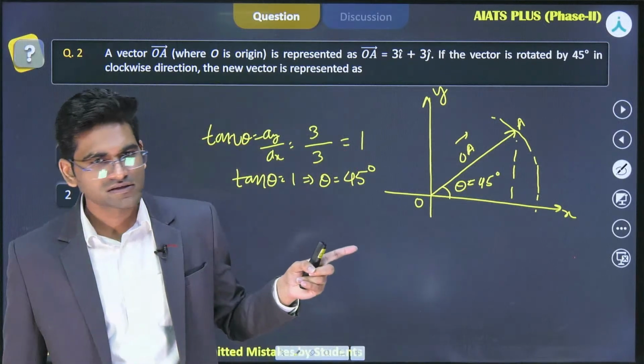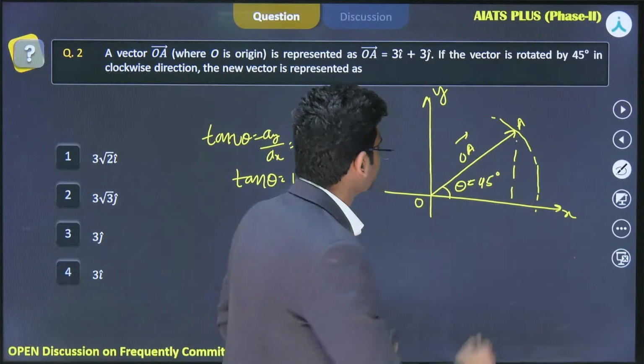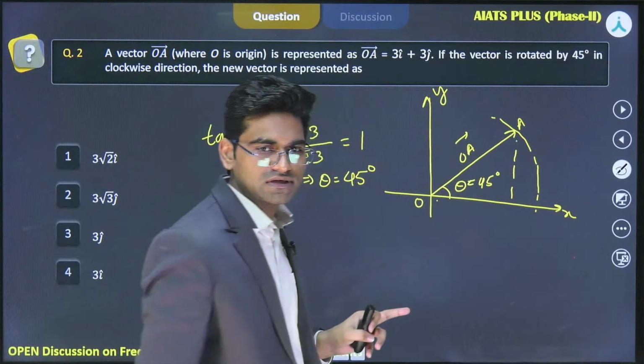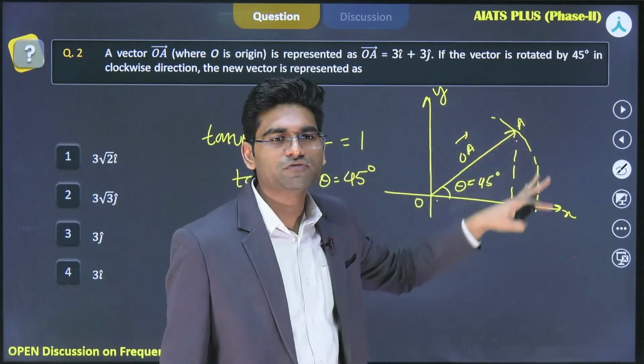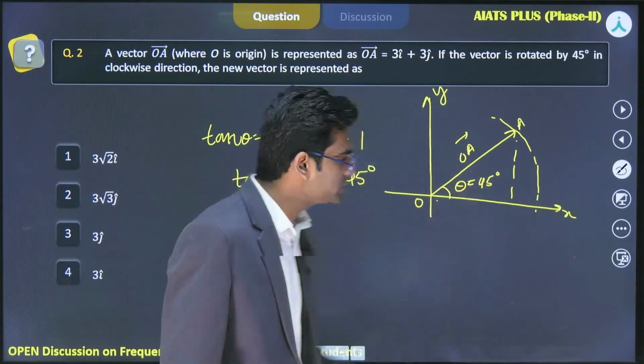Will it change? Yes or no? The magnitude of this vector will not change, right? So if this is the length of this vector, this will remain exactly the same after rotating this vector by 45 degree. So first let's find out the magnitude of this vector.